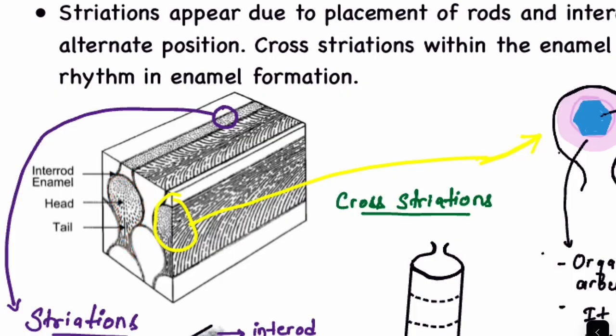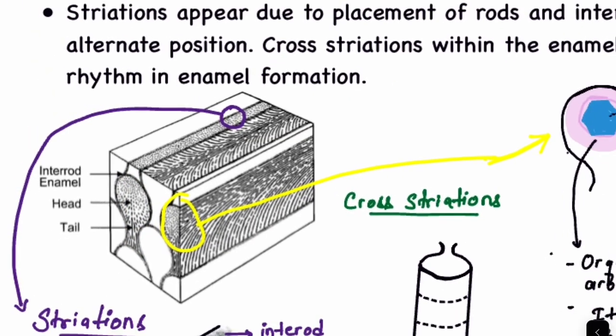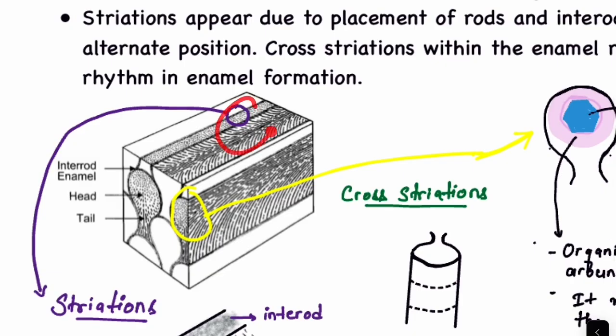Now there are also some striations visible. If I take a picture over here, you will see there are two kinds of substance. One is this and one is this. This is interrod material, like this line, and this whole area is enamel rod. So these two different substances give rise to striations. So striations appear in the ultrastructure of enamel.